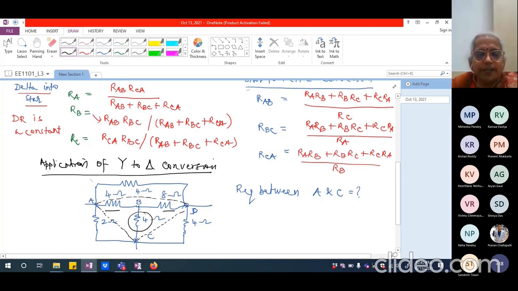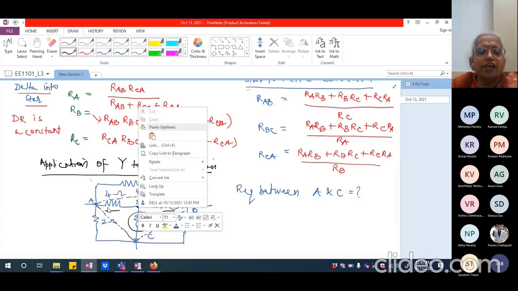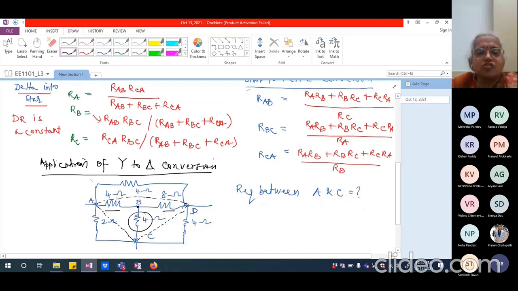B is the neutral point. If I am talking about the star, this is the star point where all these three resistances, 4 ohm, 8 ohm and 4 ohm, make a star point here. But if I convert this into delta, I get one resistance connected between A and D, another resistance connected between C and D, and the third resistance connected between A and C.